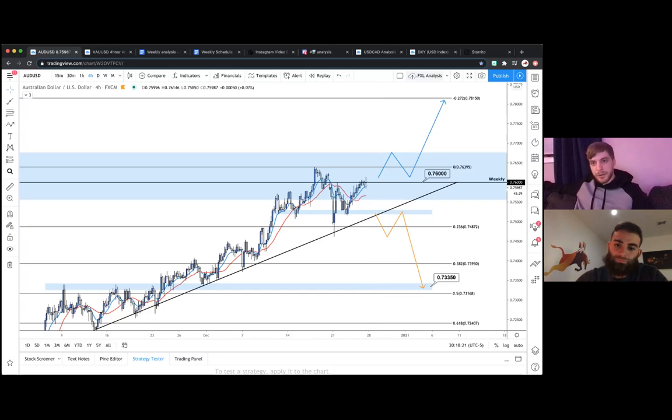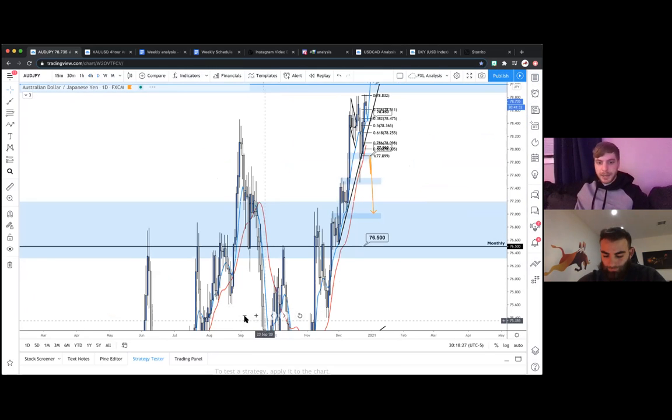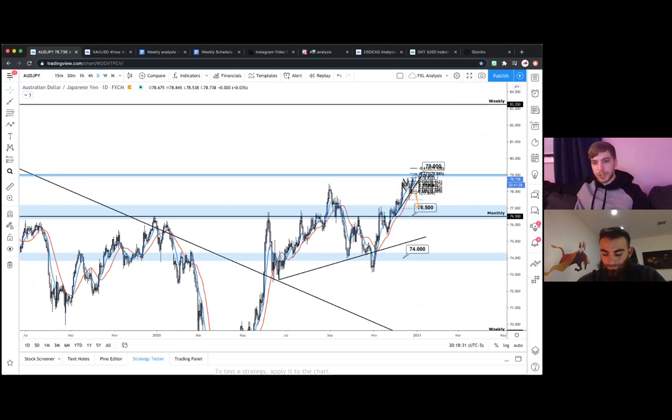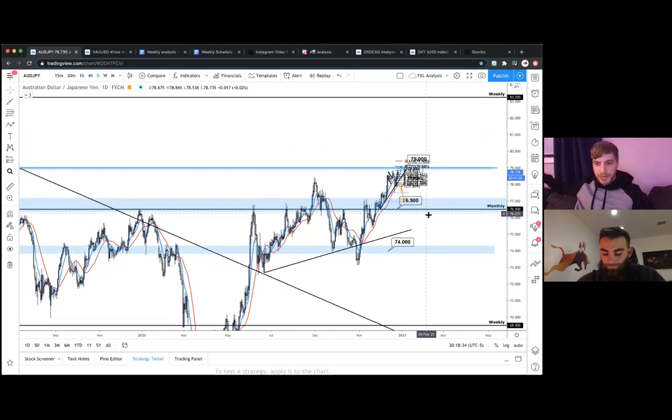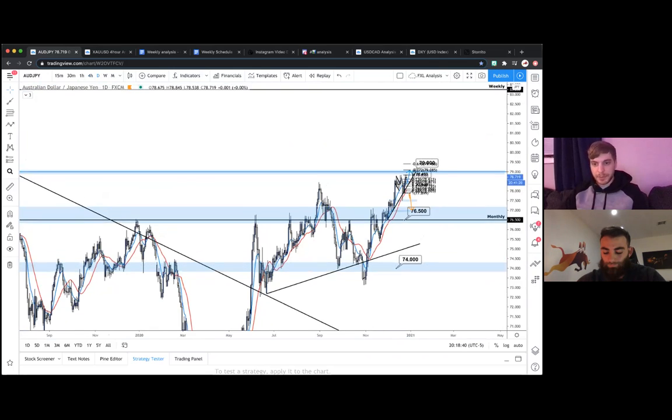So that's AU looking pretty good. Let's jump over to AJ. It's going to look similar, but we're going to go to the daily time frame to start. Even though it is very similar to AU, very bullish. As we can see, we had a major break of a monthly level at 76.5 back in November, and then we've been rallying pretty much this entire month.